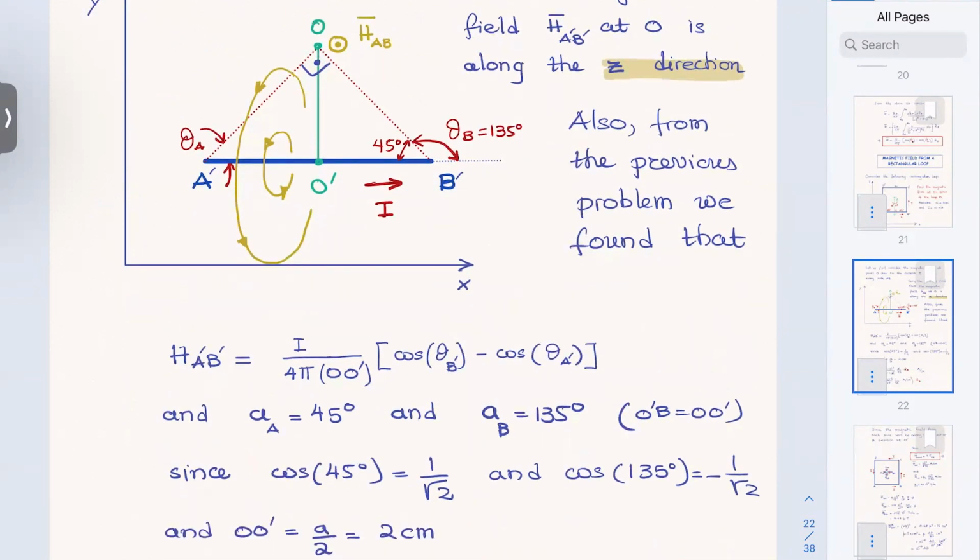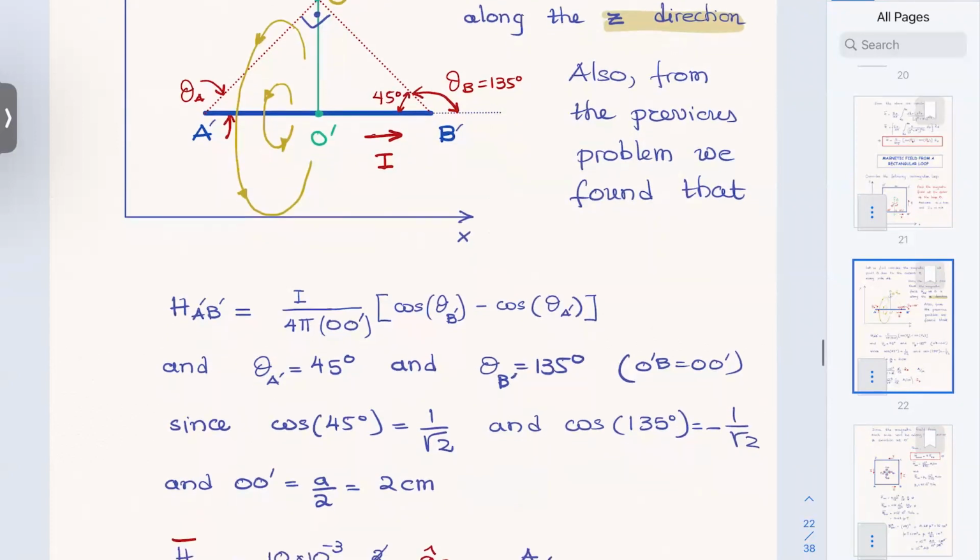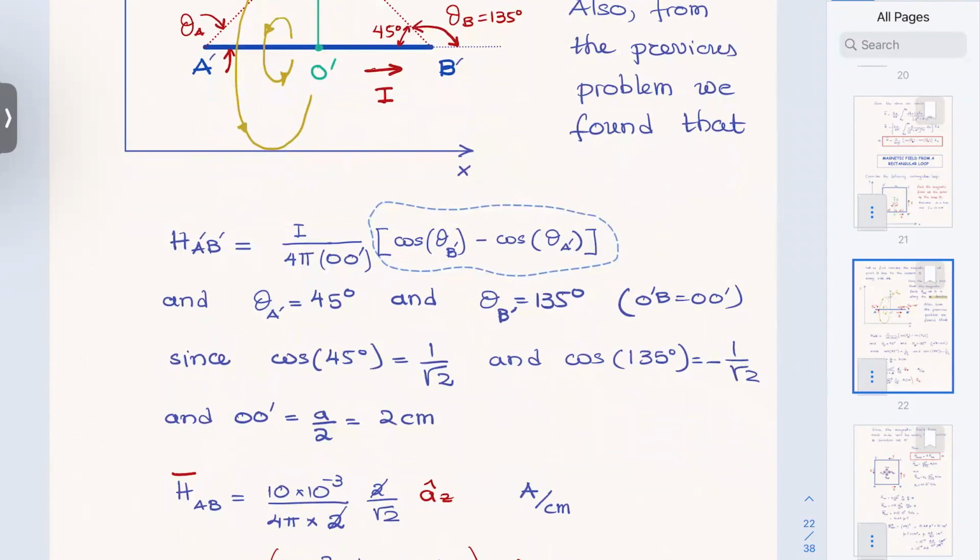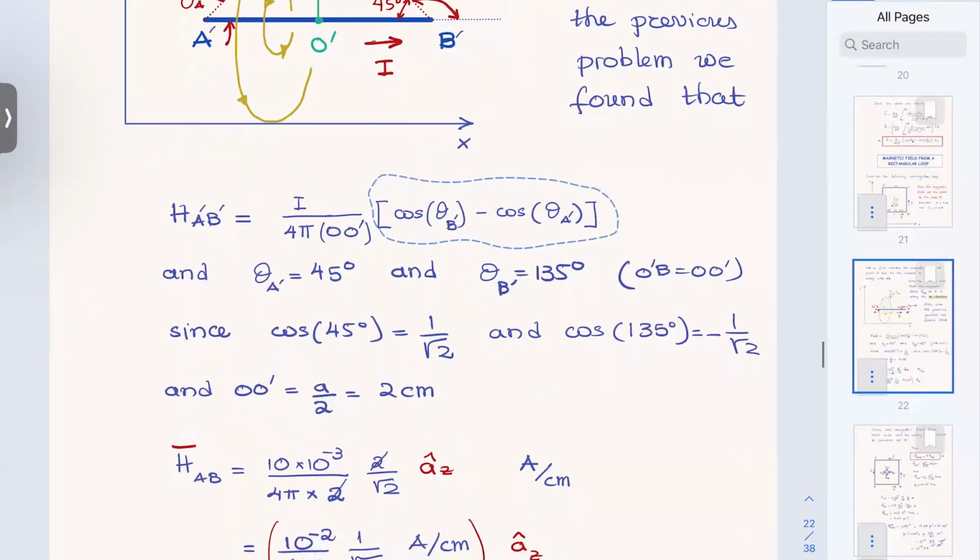And therefore, what we find, if we substitute for the two angles, one of the angles, theta A prime, is 45 degrees, theta B prime is 135 degrees. And that is important because if they were both 45, then the expression in the brackets would give you 0. So it will tell you that the magnetic field is 0, which is not possible. So theta B prime is 135, theta A prime is 45.